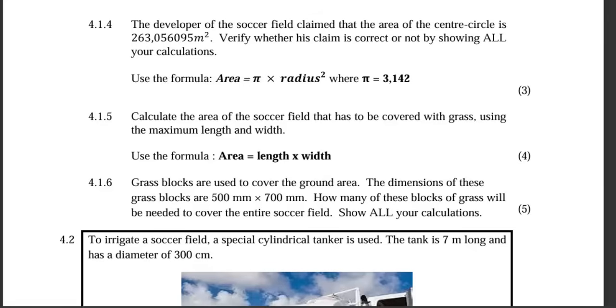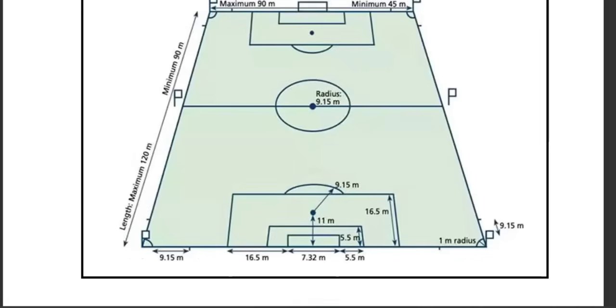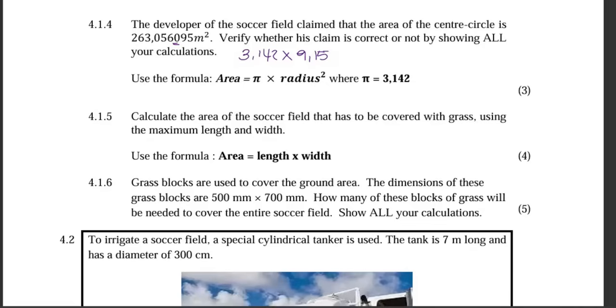they want us to verify that the area of the center circle is this much. What we're going to do, we already have the formula here, so it's pi, so we shall say 3.142 times the radius. Remember, they have already given it to us as 9.15. Don't forget, it's supposed to be squared.